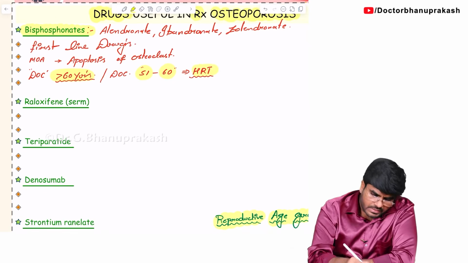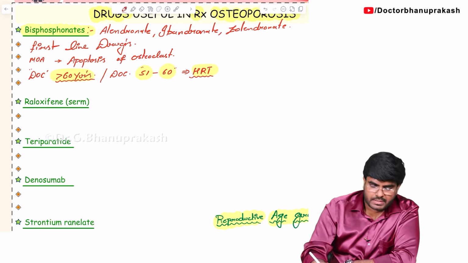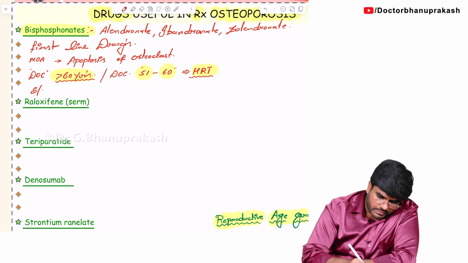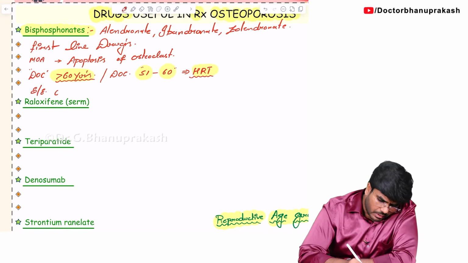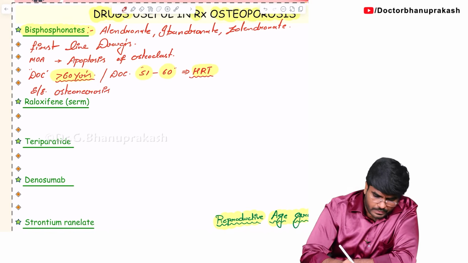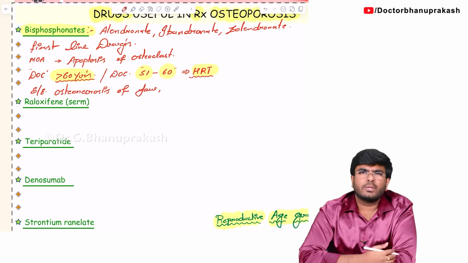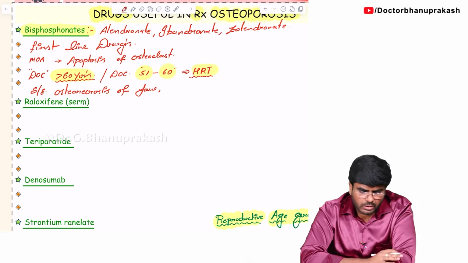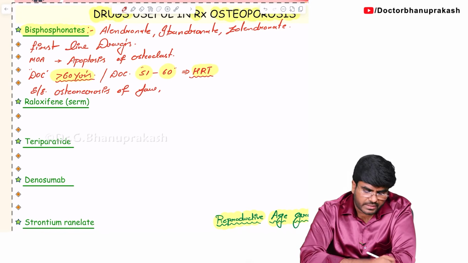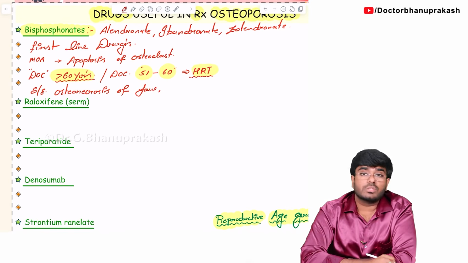Okay. Now, what is the side effect of these bisphosphonates? The very rare side effect is osteonecrosis of jaw. They will cause esophagitis, like gastric issues also. But the rare side effect which I want you to know for your exam is bisphosphonates are going to cause the osteonecrosis of the jaw.